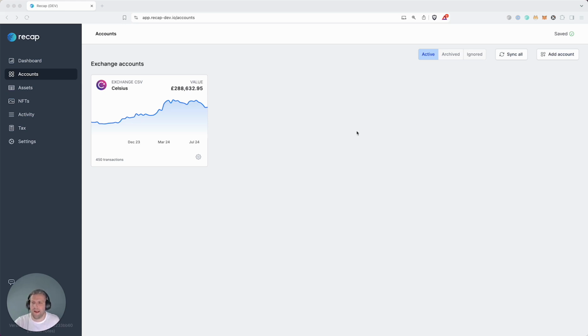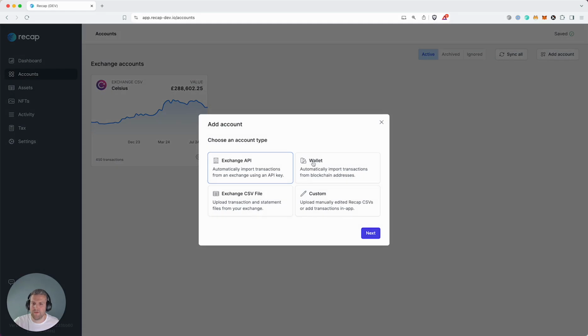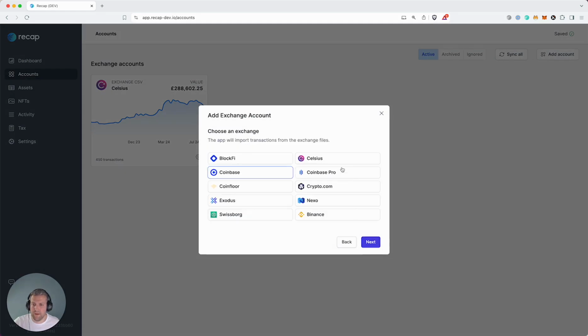So, how does the solution work? You can see here that I've loaded a Celsius account into Recap. From prior to the Celsius Chapter 11 process, or even throughout the Chapter 11 process, you were able to download your Celsius transaction history in the form of a CSV. Basically you can come into Recap, click Exchange CSV file, Celsius, and then upload your Exchange CSV into Recap.